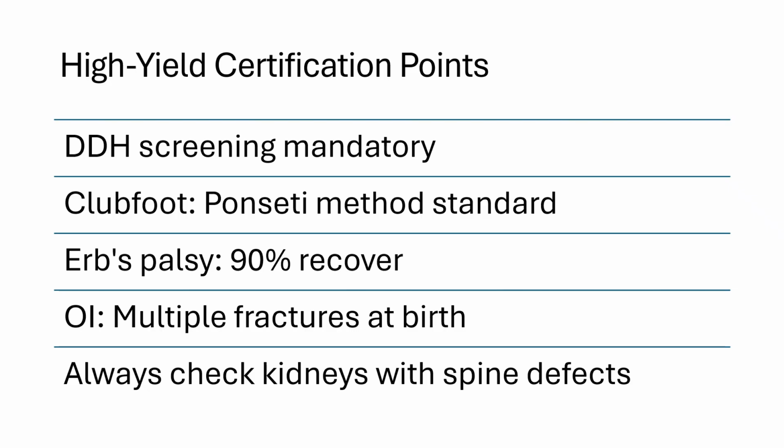Finally, the mandate to check kidneys with all spine defects reflects the consistent association between axial skeletal abnormalities and genitourinary anomalies, making renal screening an essential component of comprehensive care for any baby with spinal abnormalities.